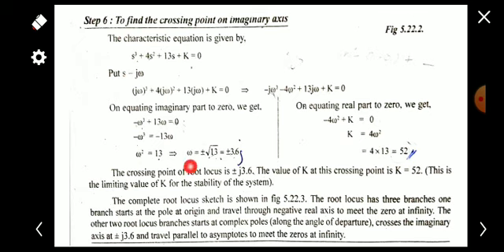From that we will get omega as plus or minus 3.6. So the crossing point of the root locus on the imaginary axis will be plus or minus j 3.6. The value of k corresponding to this crossing point will be found using this equation. Here we have equated the imaginary part; now we have to equate the real part to 0. The real part is minus 4 omega square plus k is equal to 0, and by substituting the value of omega, we obtain k as 52. So the value of k at this crossing point, plus or minus j 3.6, is 52. This is the limiting value of k.